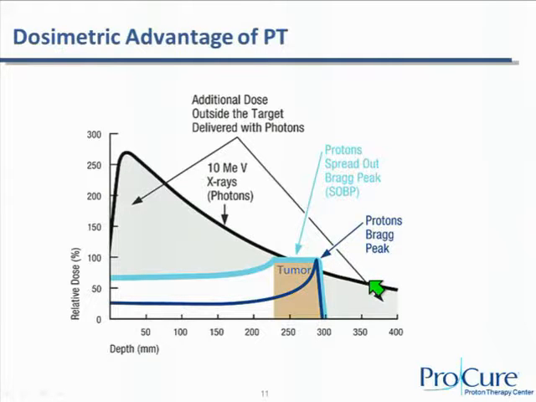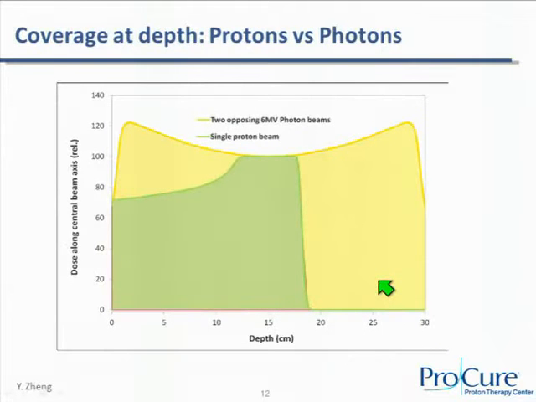But then someone from the photon world will critique and say, well, we never really treat that way. That's true. We treat maybe with 2 beams. So if I compare 2 opposing PDDs of 6 X-rays to cover this hypothetical tumor at this depth, say a 5 cm thick target between depths of 13 and 18 cm, you still cover it just fine with an SOBP proton beam. But you have this significant and uniform dose with 6X, and all this yellow area that is irradiated unnecessarily.